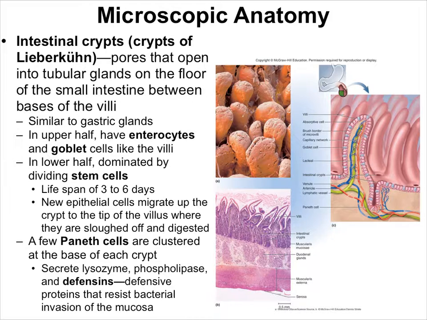There are also a few small cells at the bottom of each crypt called Paneth cells. And these secrete defensive enzymes. Lysozyme, which we've talked about before, but this is going to destroy bacterial cell walls and help to protect against bacteria.